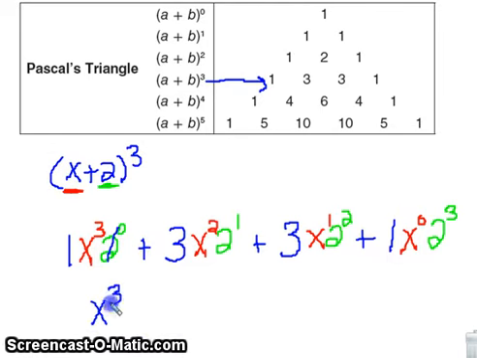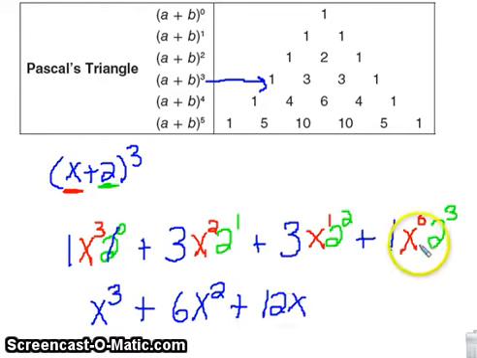So we keep our x to the third. This is 3 times x squared times 2, so we can put the two coefficients together and get 6x squared. 2 squared is 4, so 4 times 3 is 12x. 2 to the third is not 6. 2 to the third is 8. 2 times 2 is 4 times another 2 is 8. So if you compare to your notes from yesterday, this should be the exact same answer that you got when we boxed things out.